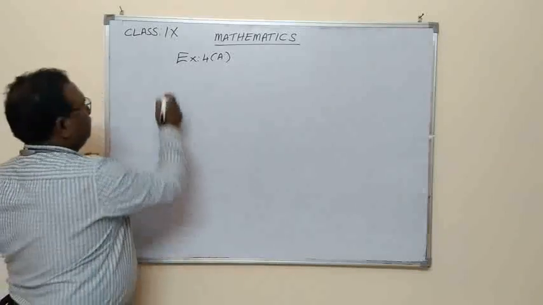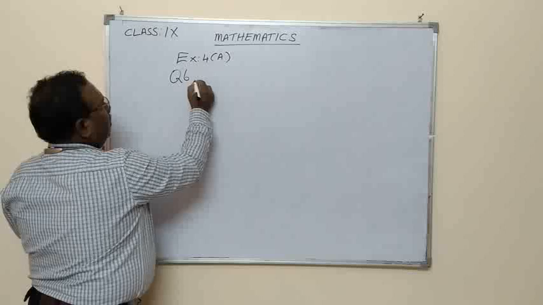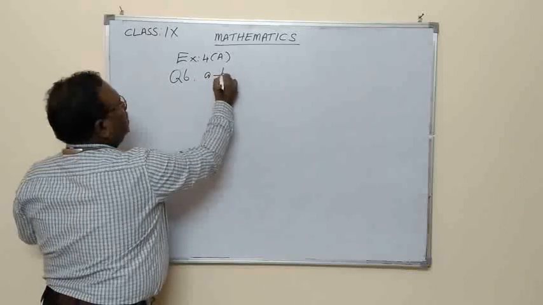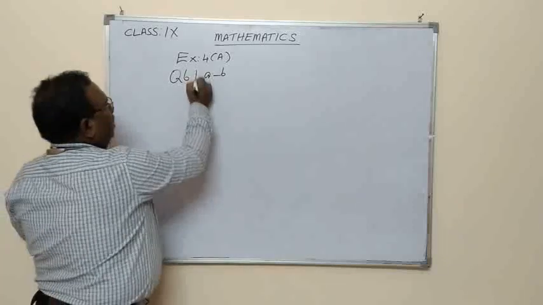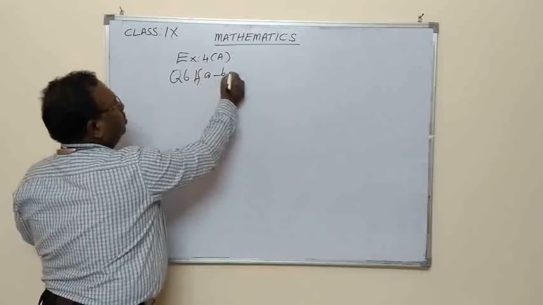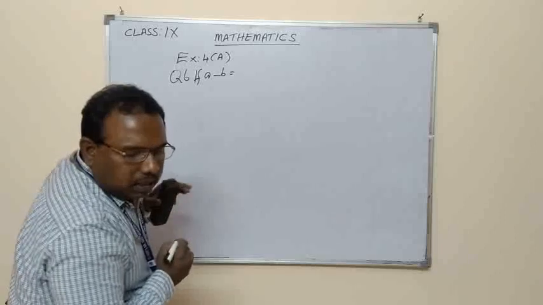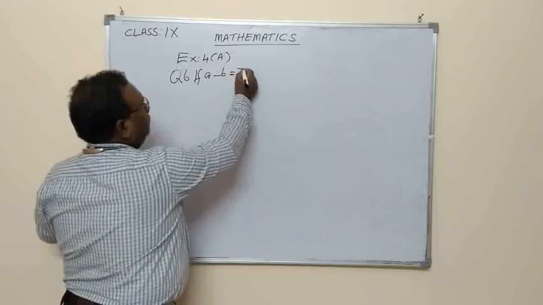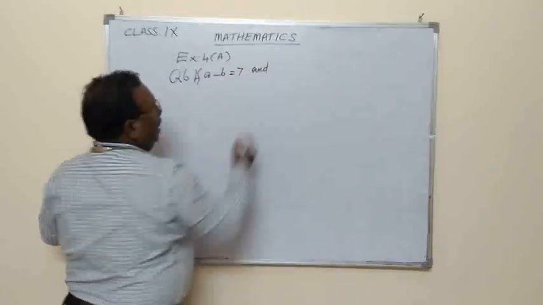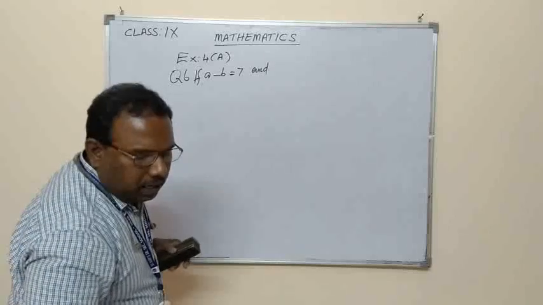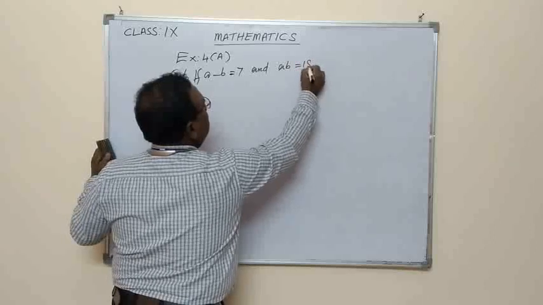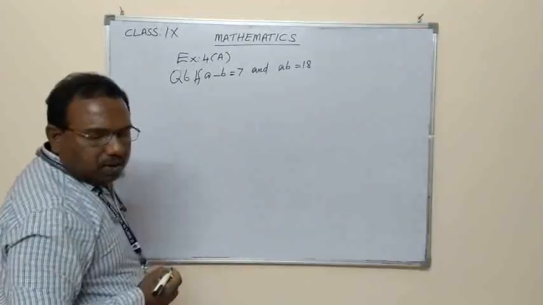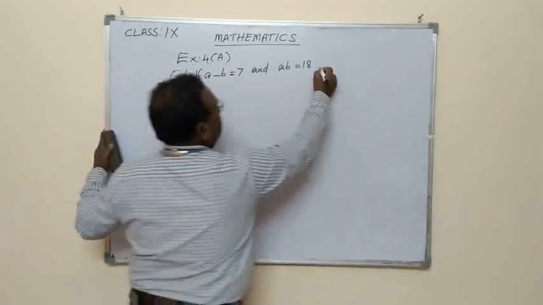Question number 6. If A minus B is equal to 7 and AB is equal to 18, find A plus B.